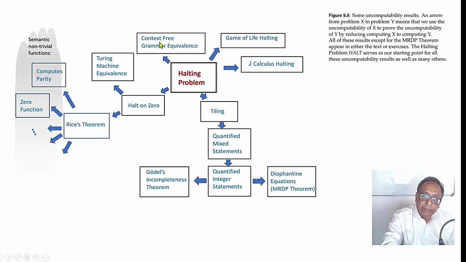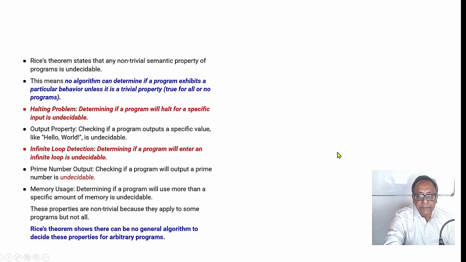This is the context-free grammar equivalence that I mentioned just now: two context-free grammars with their rules producing the same language. You cannot prove it. You have to show it by taking the derivations up to a certain stage, and then say that it is equivalent. So no proof exists. The Turing halting problem is the central problem, and there is no algorithm for it.